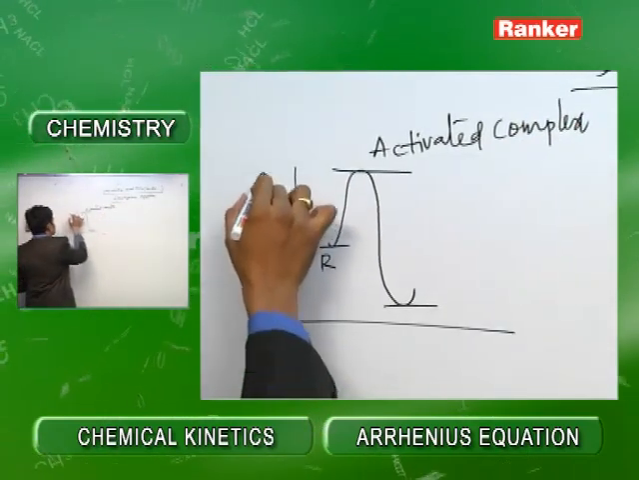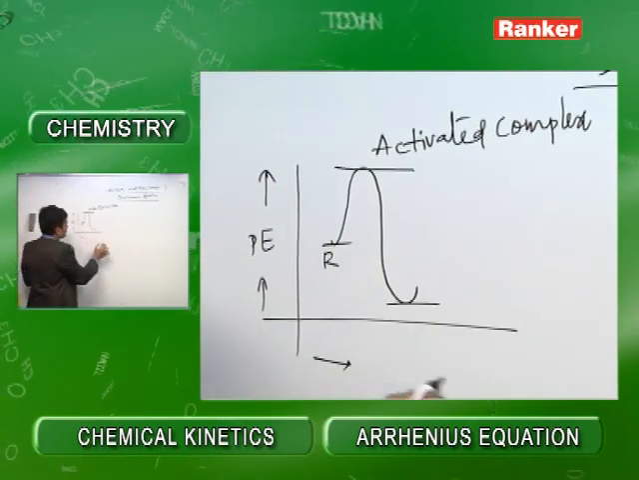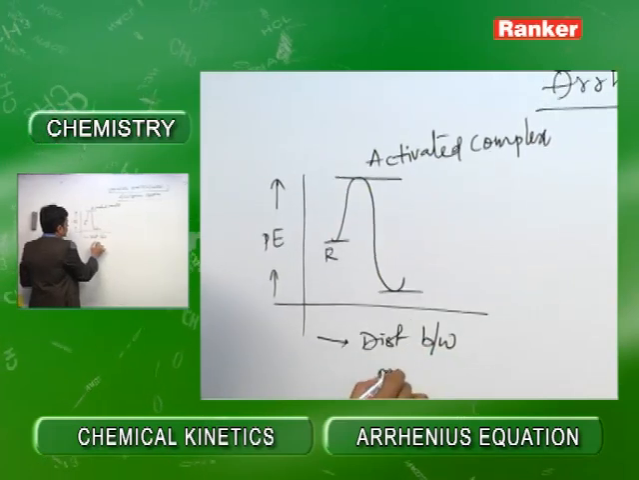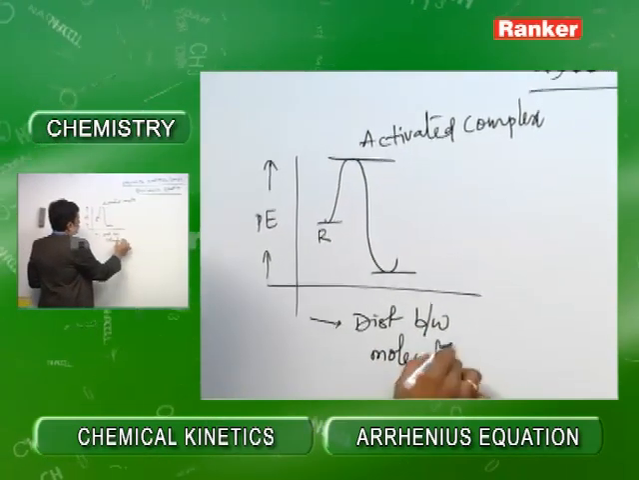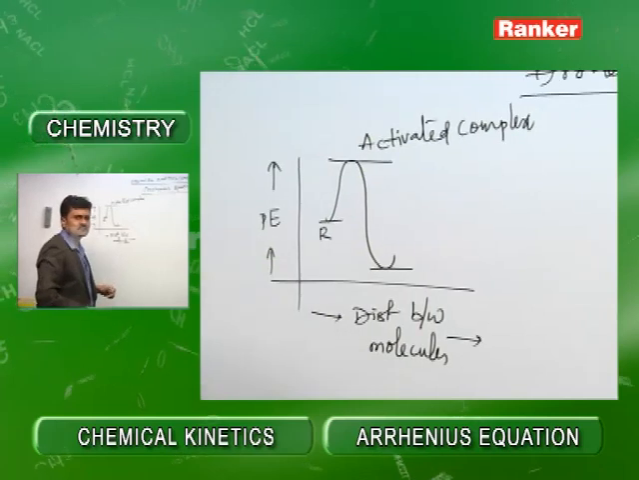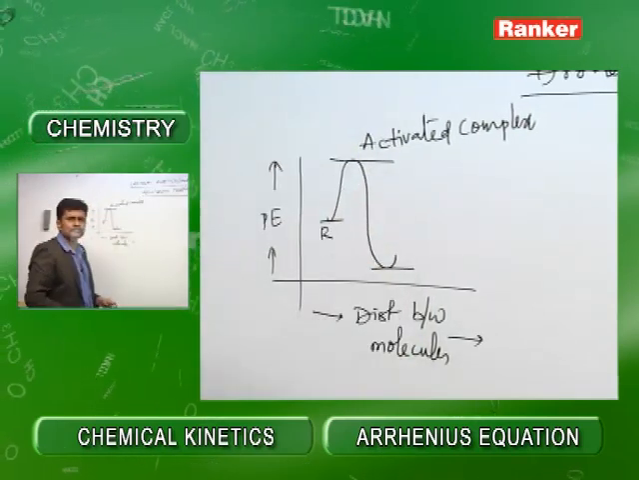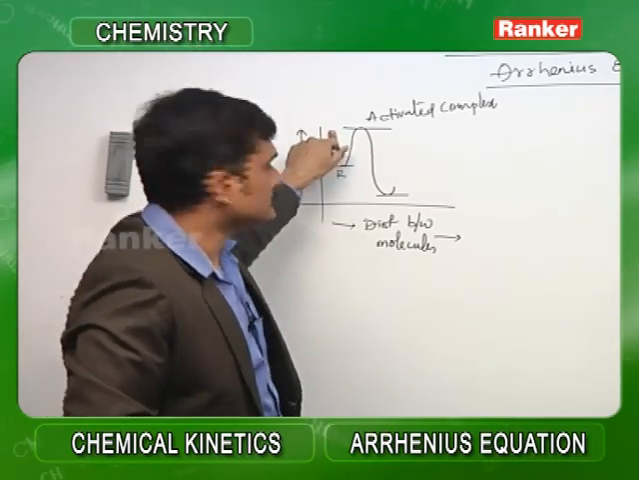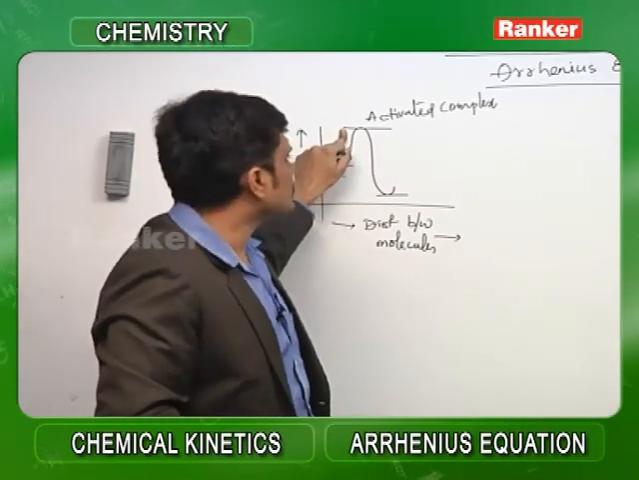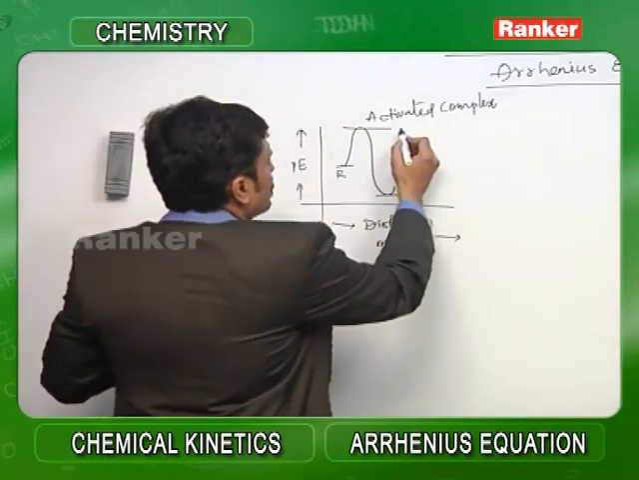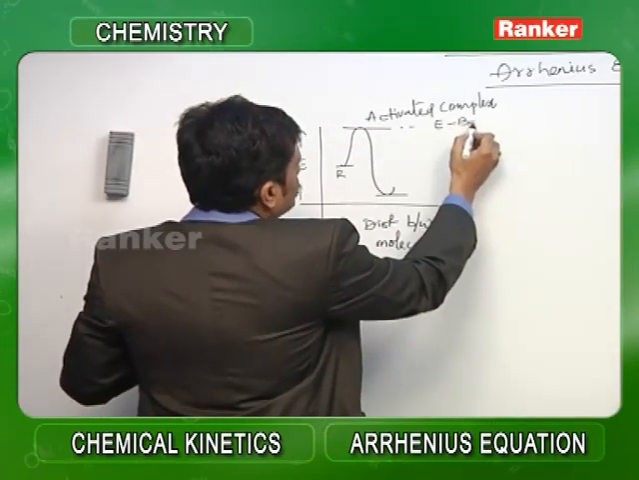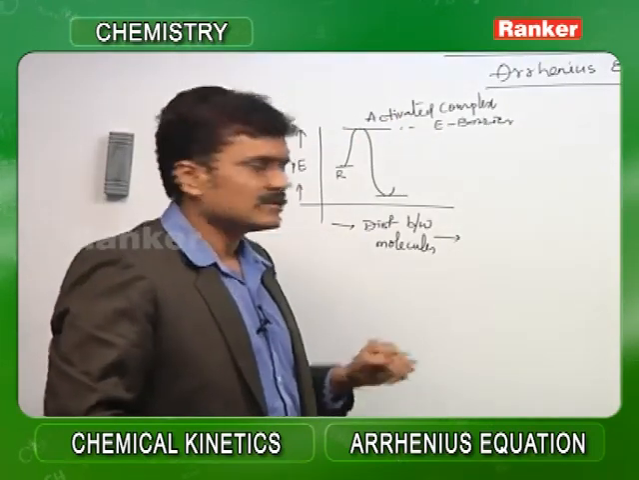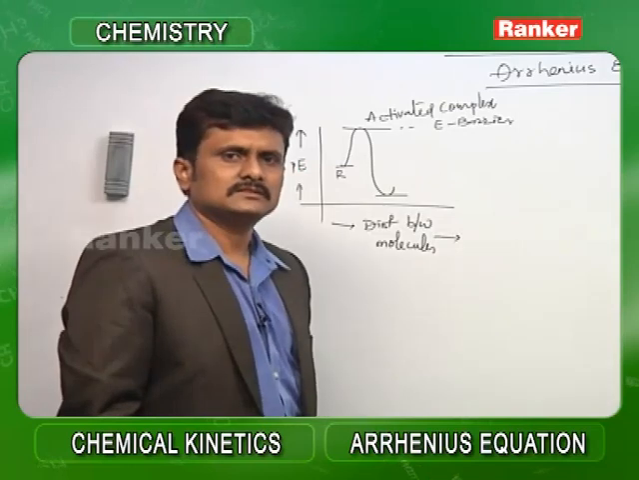So if I take potential energy on the y-axis and reaction coordinate, which happens to be the distance between the molecules, on the x-axis, I can see the collisions that are taking place between the two. Here the fruitful collisions between the reactant particles are taking them to the energy barrier, and whichever are crossing this energy barrier are yielding the product.